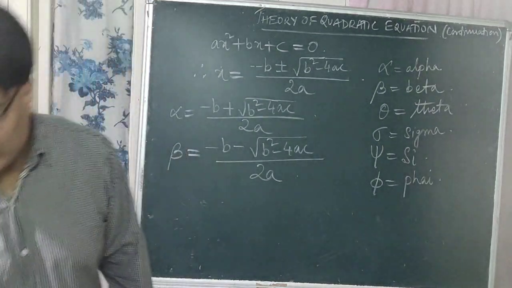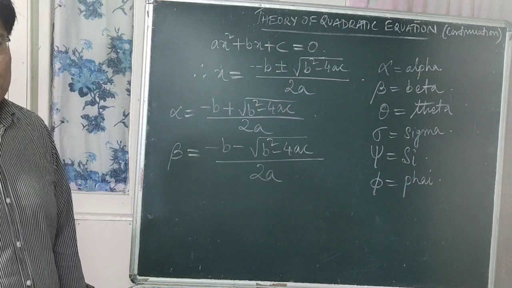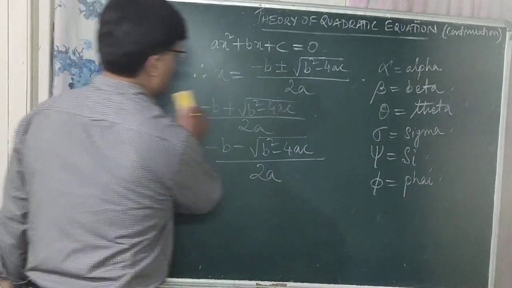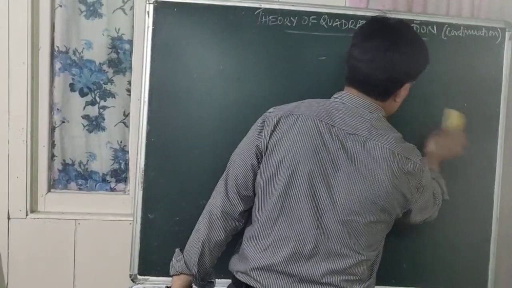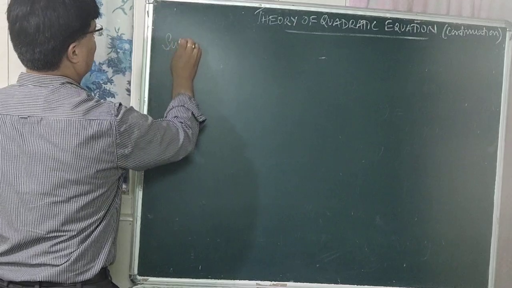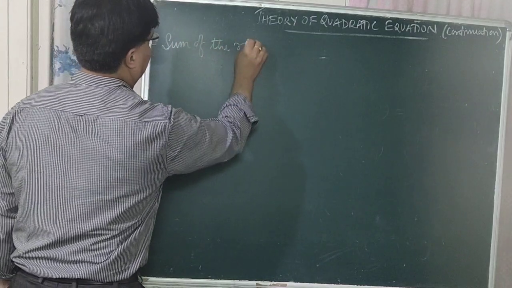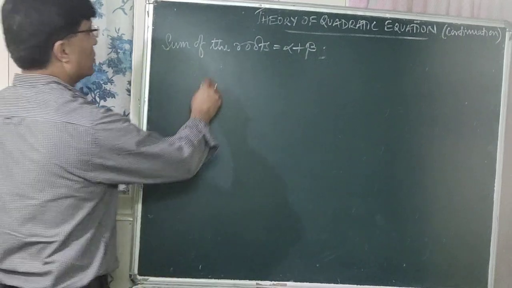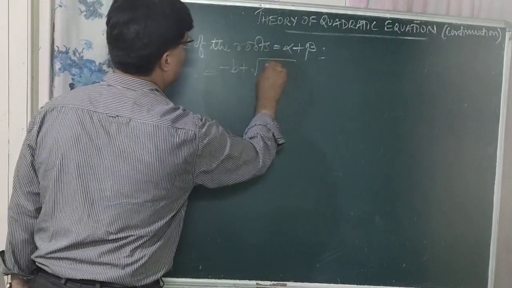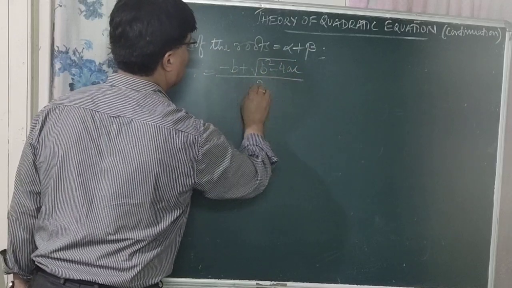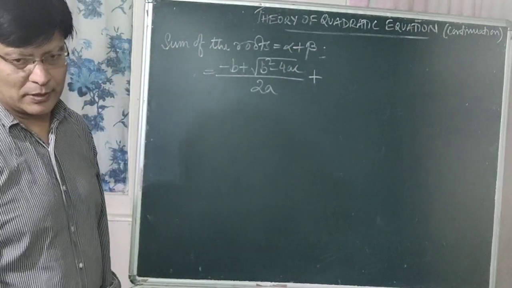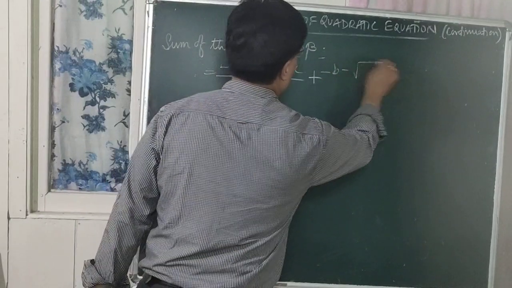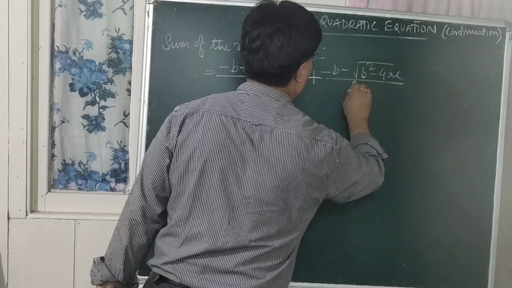Okay. Now let us find out the sum of the roots as well as the product of the roots. So let us find it. So you know this formula, right? So write down the sum of the roots. Sum of the roots is equal to alpha plus beta. Okay. So which is equal to, what is alpha? Minus b plus root over b square minus 4ac, whole divided by twice a, plus, what is beta? You can see the copy there. Now what is beta? Minus b minus root over b square minus 4ac, this whole divided by twice a.